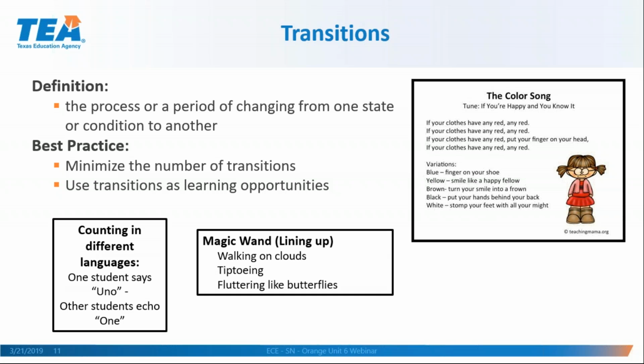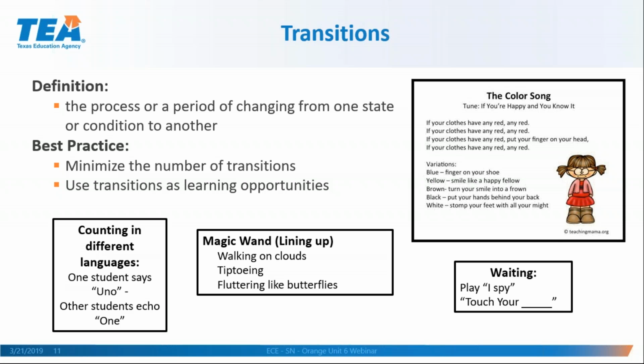When you're lining up to go to the playground, you can pretend you're walking on clouds, or you're tiptoeing, or you're fluttering like a butterfly. When you are waiting your turn to wash your hands, you can play I Spy. I spy something that is yellow in the room, or I spy something that is a square in the room. What is your guess?